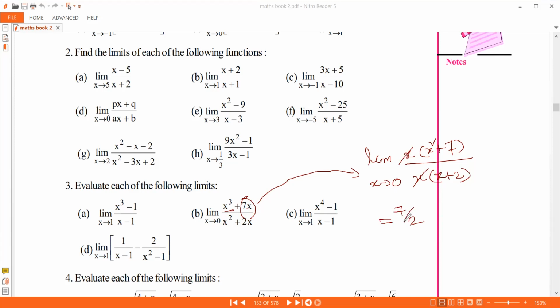It's a very funny question. Got it? The answer is 7 by 2. You have to take the x out.